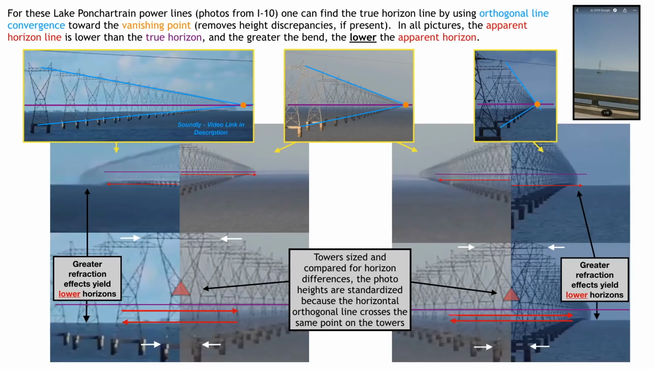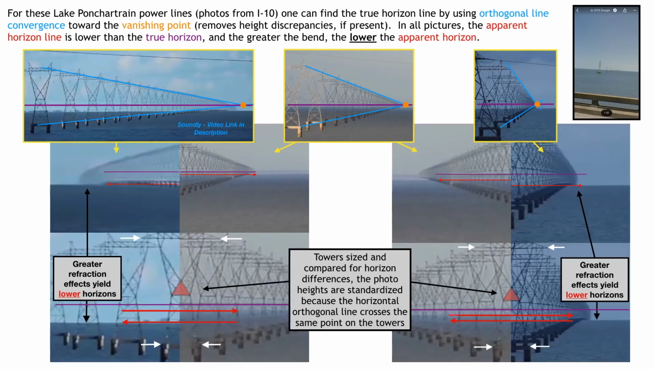So for these Lake Pontchartrain power lines, which are photos from I-10, one can find the true horizon line by using orthogonal line convergence toward the vanishing point. So you can use all these towers to find where the similar points within the towers create a horizontal line, and that is the observer's horizontal vanishing line.